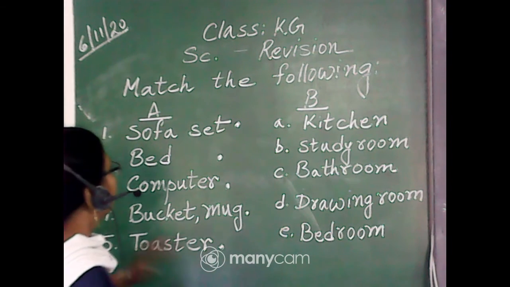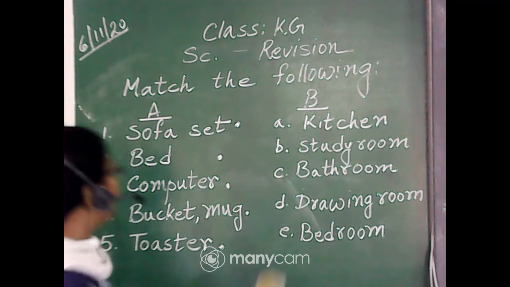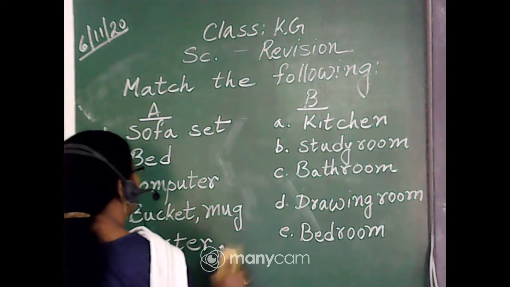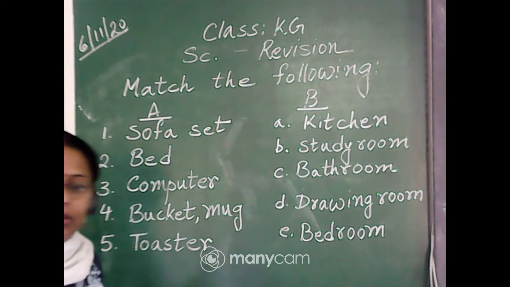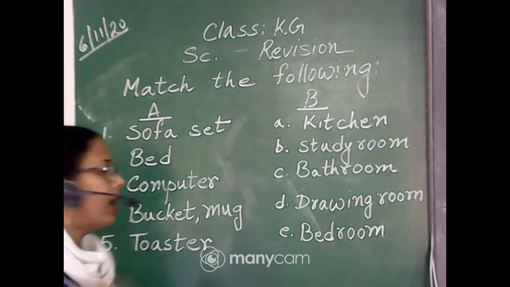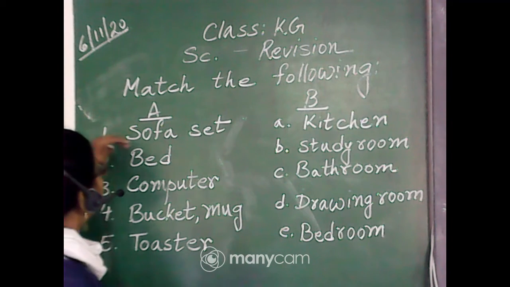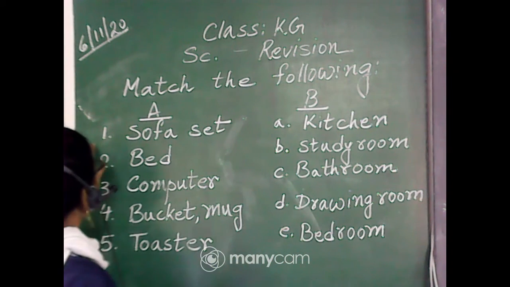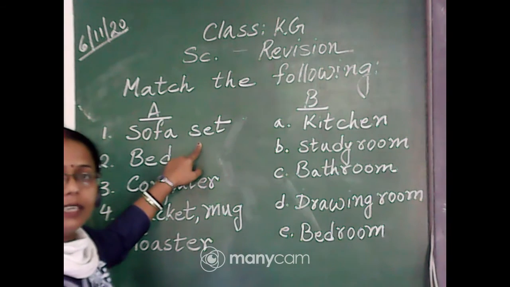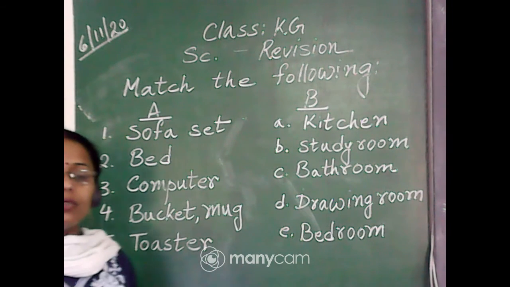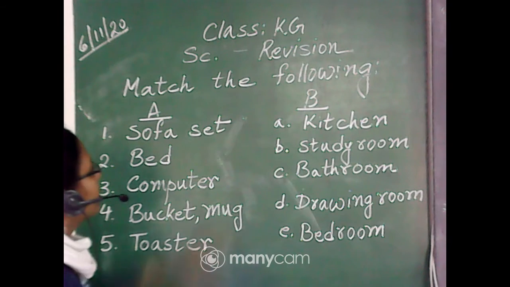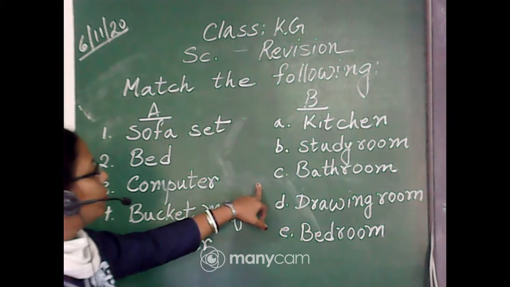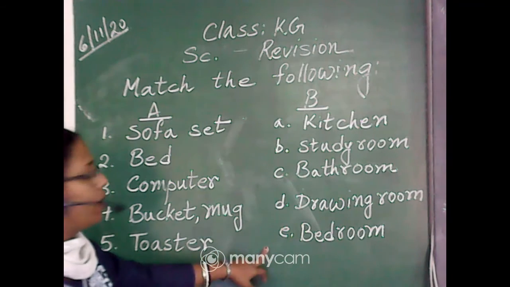So I am just not doing the line matching just now. I am just showing you which number matches with which one alphabet. So the first one is sofa set. So where do we use our sofa set? In kitchen, in study room, in bathroom, in drawing room, or in bedroom?